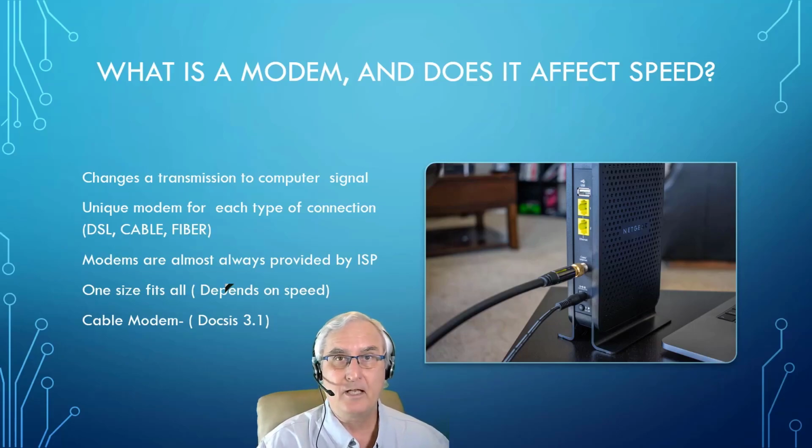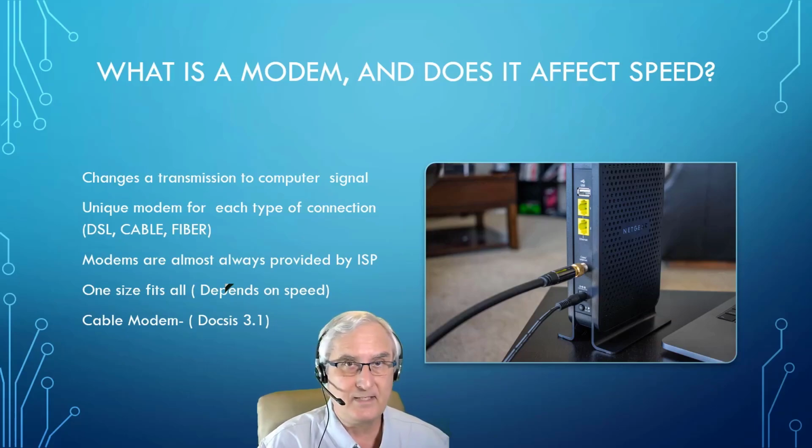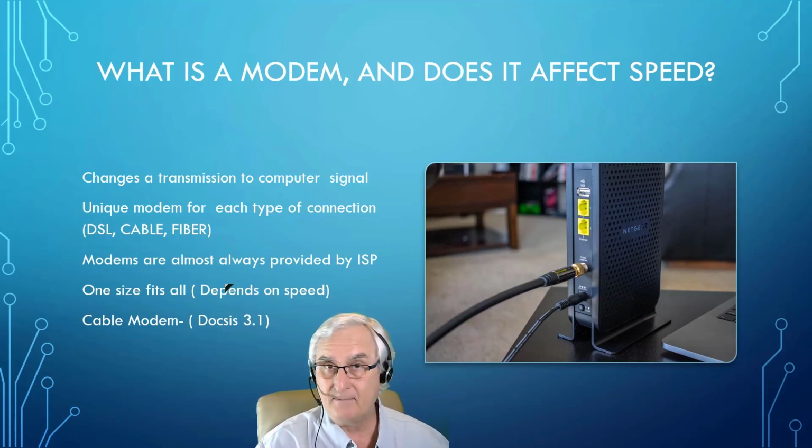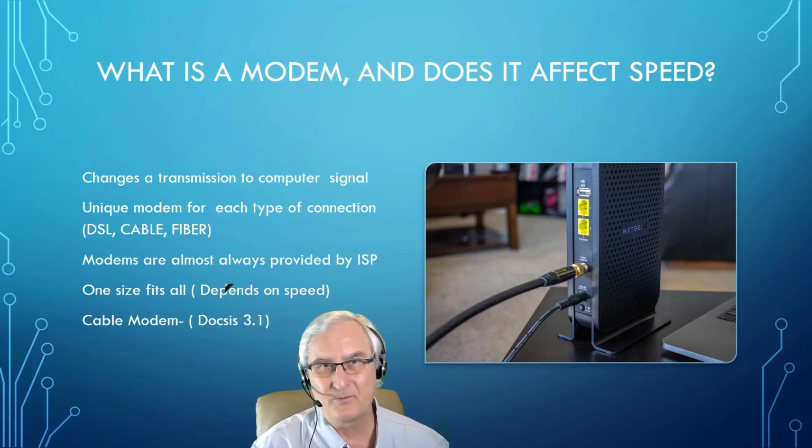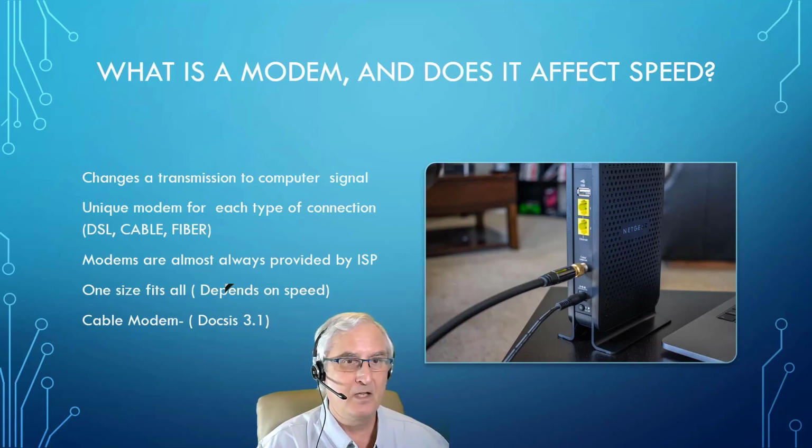For example, the modem is specific to DSL. If you have a DSL signal, then you'll have a DSL modem. If you have a cable signal coming in, then you'll have a cable modem. And if you have a fiber optic signal, then you'll have a fiber optic modem. So each type of service you have requires a specific modem, and you can't swap them around. So if you have one, you have to use it with that specific service.